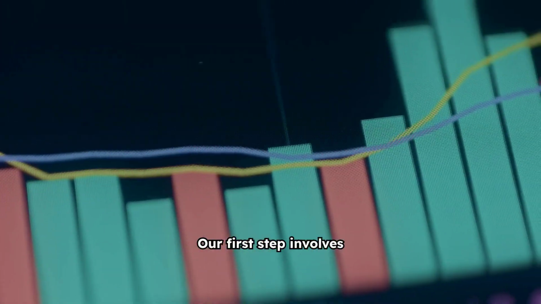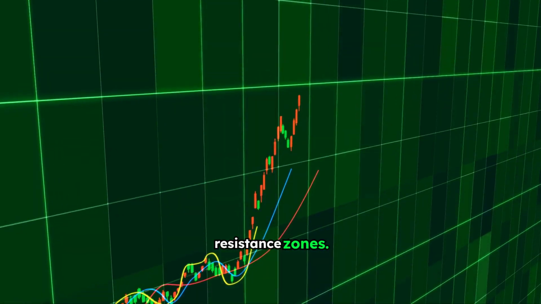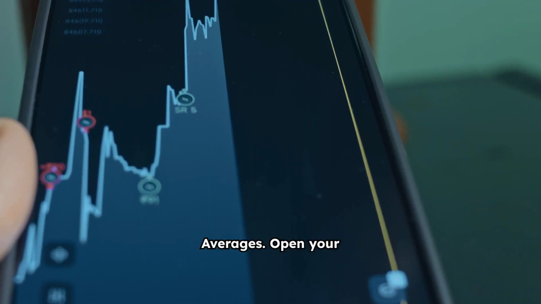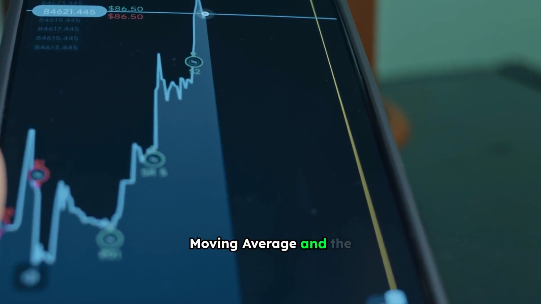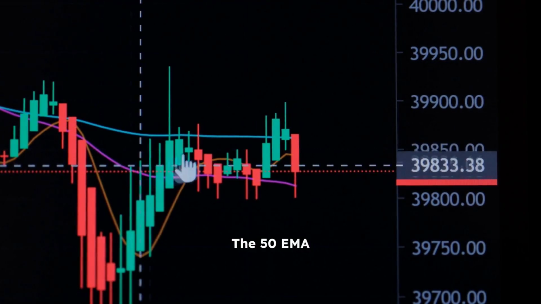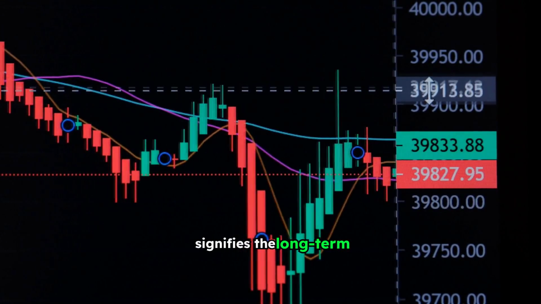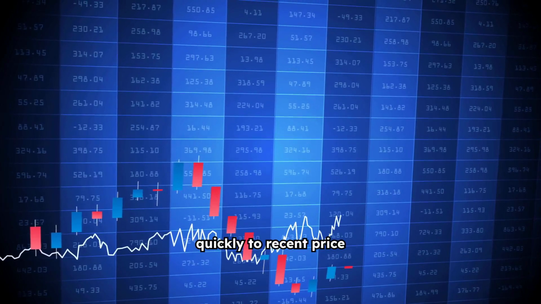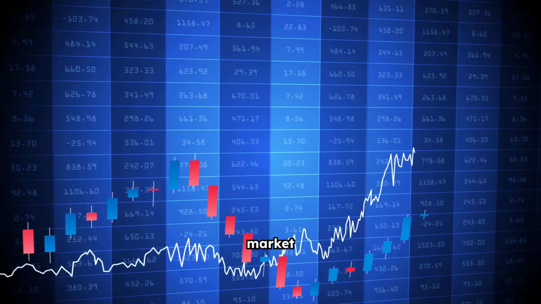Our first step involves establishing the trend direction and identifying potential dynamic support or resistance zones. For this, we will use two key exponential moving averages. Open your preferred charting platform such as TradingView and add the 50-period exponential moving average and the 200-period exponential moving average to your chart. The 50 EMA represents the short to medium-term price momentum, while the 200 EMA signifies the long-term trend. These EMAs are crucial because they react more quickly to recent price changes compared to simple moving averages, making them ideal for capturing shifts in market sentiment.